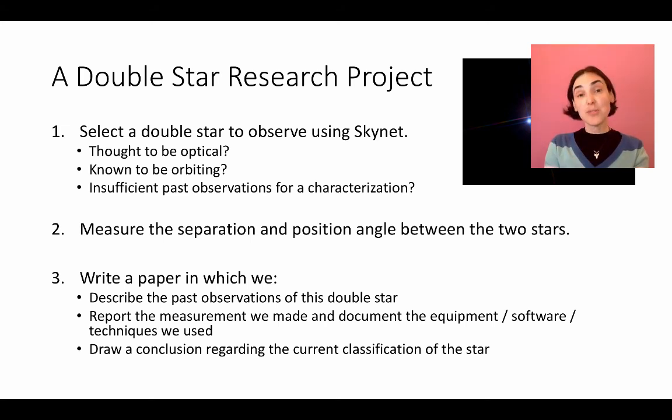But what we'll do in any of these cases is we'll measure the separation and position angle between the stars, and then we'll write a paper in which we do some research on the past observations of the star and describe them, report how we measured our star, and document all our equipment and software and techniques that we use to do that, and then draw a conclusion regarding whether we think the star has been classified appropriately or whether we can classify it differently based on our measurement in addition to the past observations. So that's the goal.